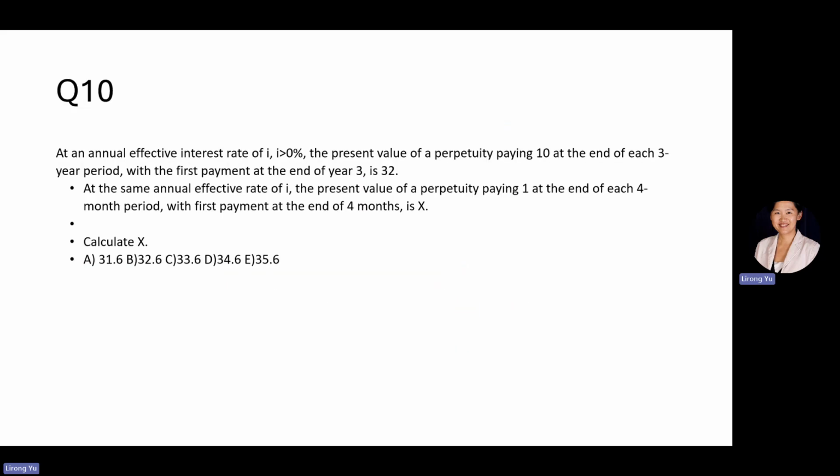And number 10. Question 10: annual effective interest rate i, the present value of a perpetuity paying $10 at the end of each 3-year period, with the first payment at the end of year 3, is 32. All right, that's one perpetuity. And then at the same annual effective interest rate, the present value of a perpetuity paying $1 at the end of each 4 months, which is a third of the year, with the first payment at the end of the 4 months, is X. We want to calculate X, assuming these two perpetuities have the same interest rate.